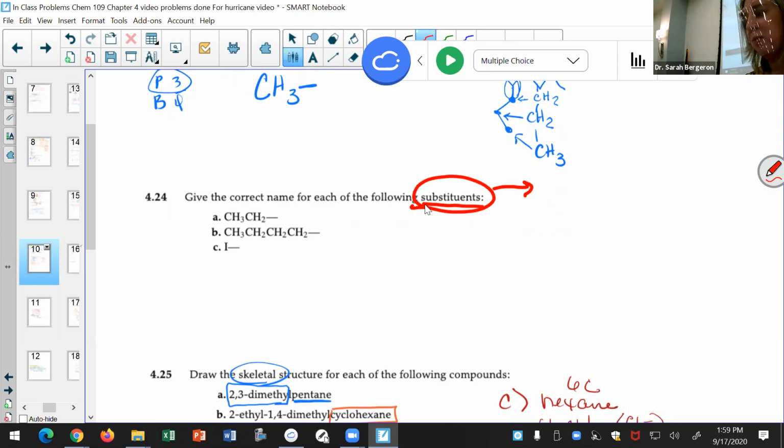I really wish this board were on this side because I'm left-handed.